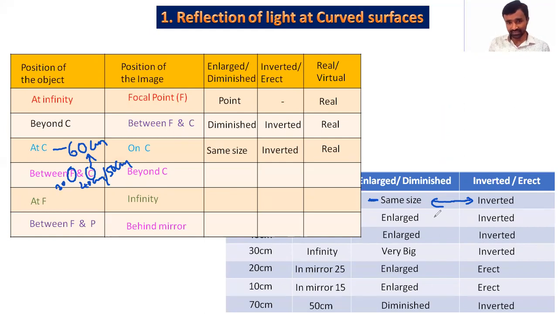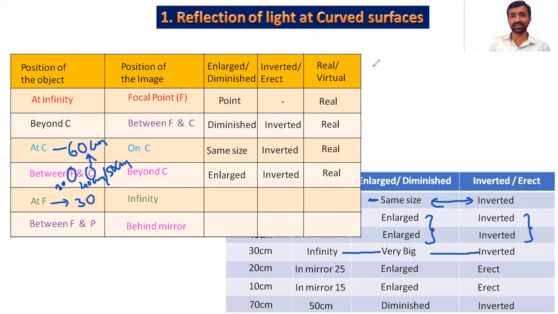So we have that here, right? We will note down the characteristics in the table. It is enlarged and inverted. An inverted image is always a real image. Then next we will go for another characteristic. F is 30 centimeters. So when the object is placed at 30 centimeters, I got these characteristics.